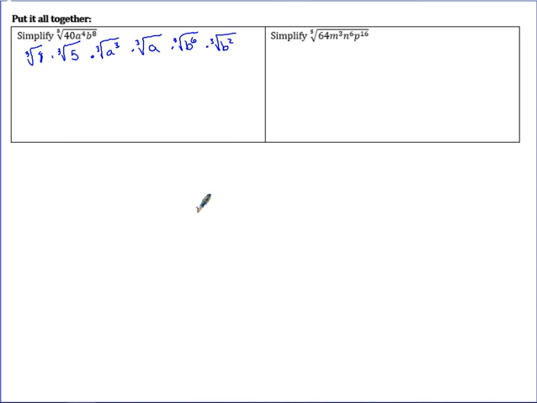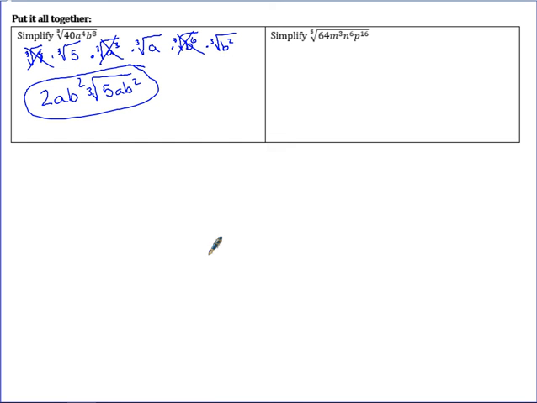Alright, then I'm going to take the cube root of anything that I can. So the cube root of 8 is 2. The cube root of a to the 3rd is just a. The cube root of b to the 6th is b squared. Alright, and then these things that I cannot simplify stay inside, so I have 5ab squared on the inside, and this would be my final answer. Alright, so I want you to try this last one here.